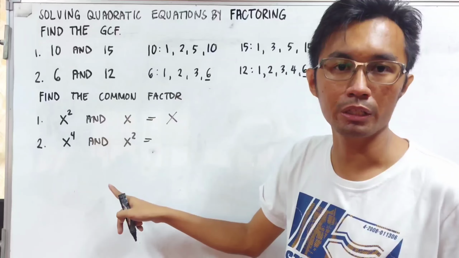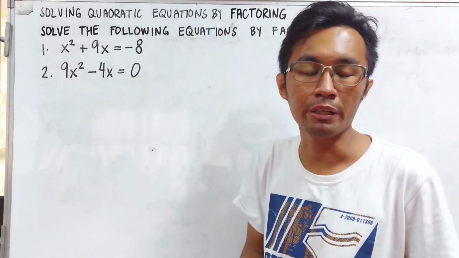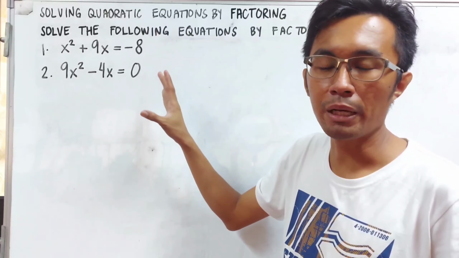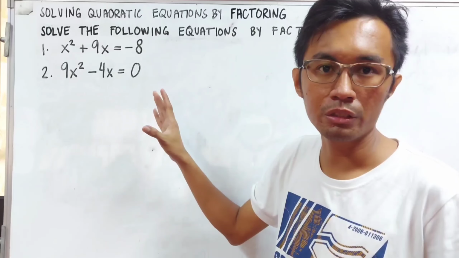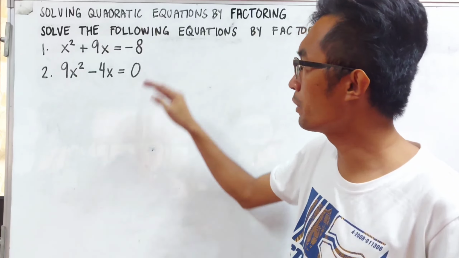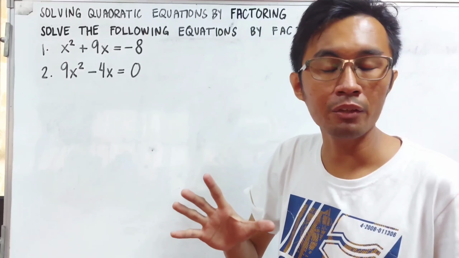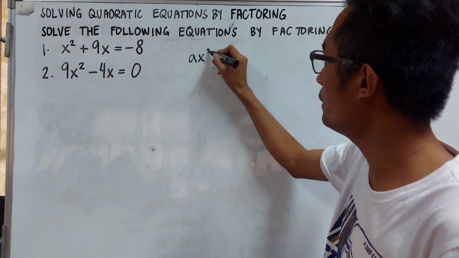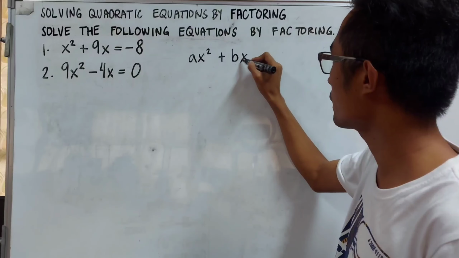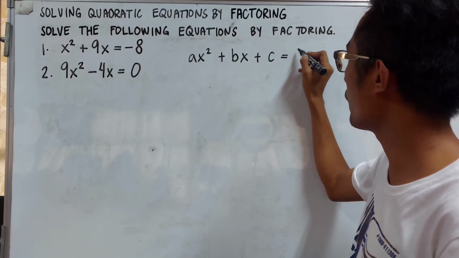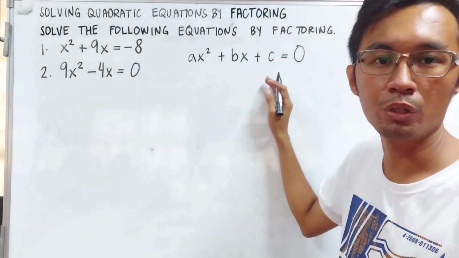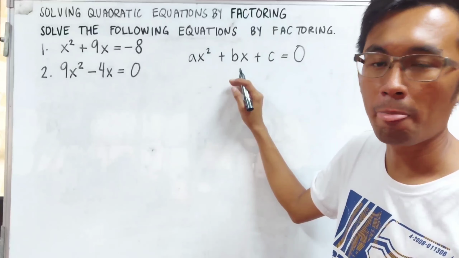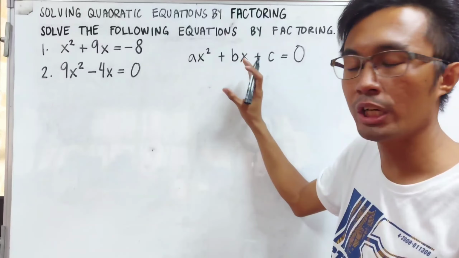So, for number 1, x squared plus 9x equals negative 8. Make sure na bago tayo mag-factoring, dapat yung equation is naka-standard form. By the way, ano nga ba yung standard form? We have the standard form ax squared plus bx plus c equals 0. Ito yung standard form ng quadratic equation. So, dapat yung equation, ganito yung form. Sa ganito siya nakasulat.